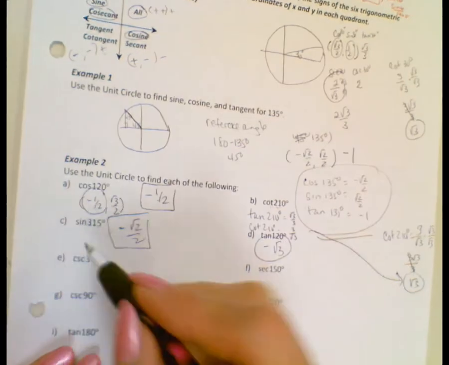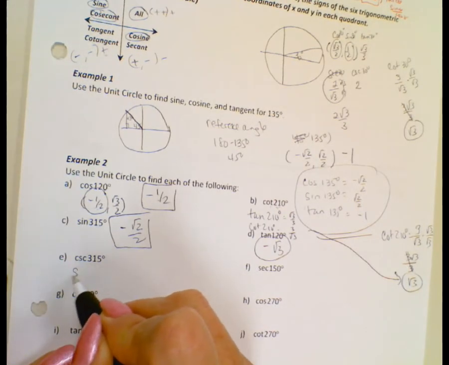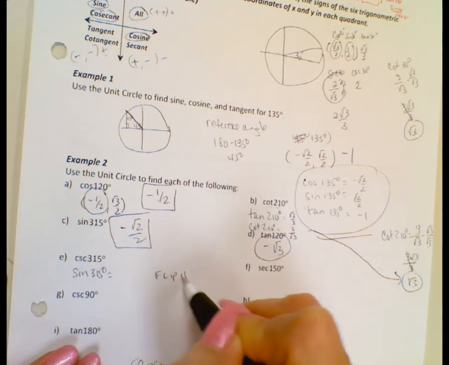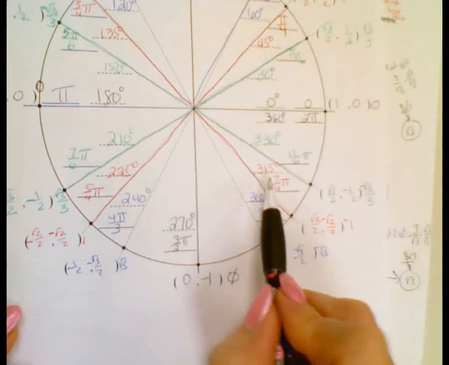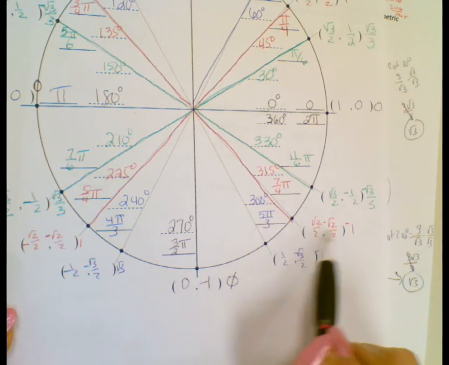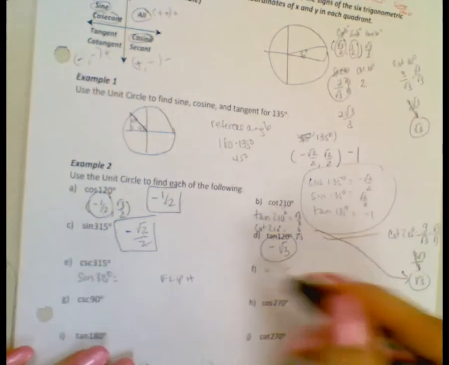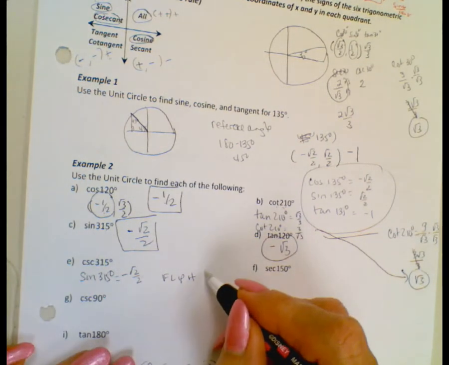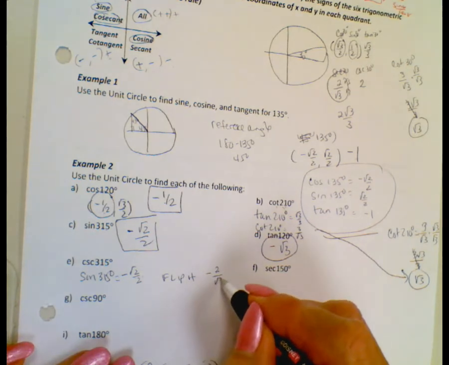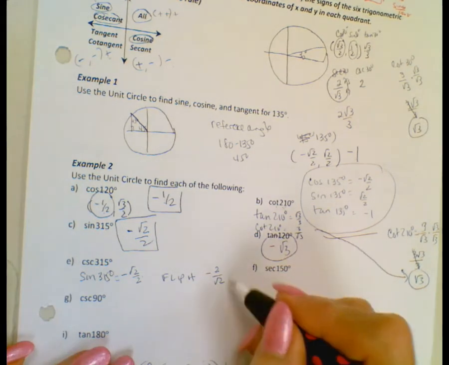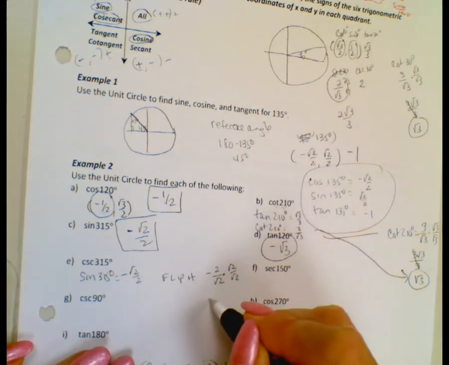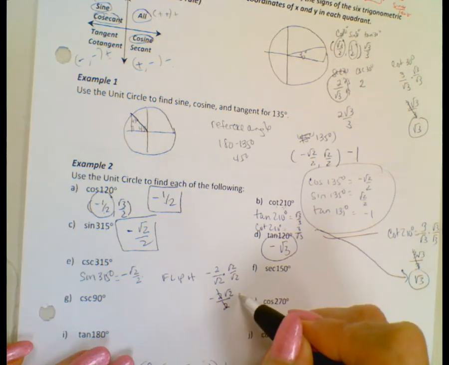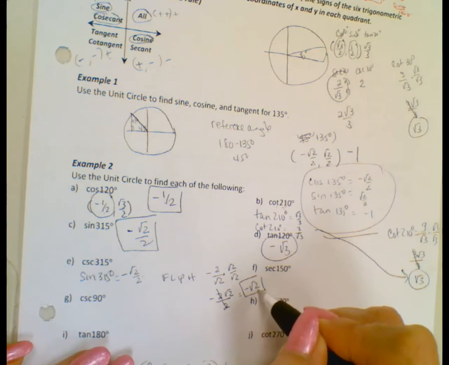What is the cosecant of 315? Now cosecant is the reciprocal of sine. So I'm going to find the sine of 315 first, and then we're going to flip it. Okay, so let's find the sine of 315. Here's 315. Sine is the second one. It's negative radical 2 over 2. Let's write that first. That's what the sine is. We're going to flip it because we want the cosecant. So if you flip that, it's going to be negative 2 over radical 2. I think we should rationalize. So it's negative 2 radical 2 over 2. The 2's cancel, and your answer is negative radical 2. That is the cosecant of 315.